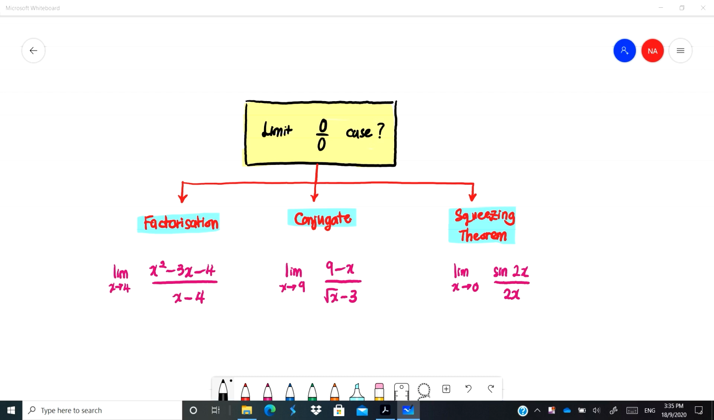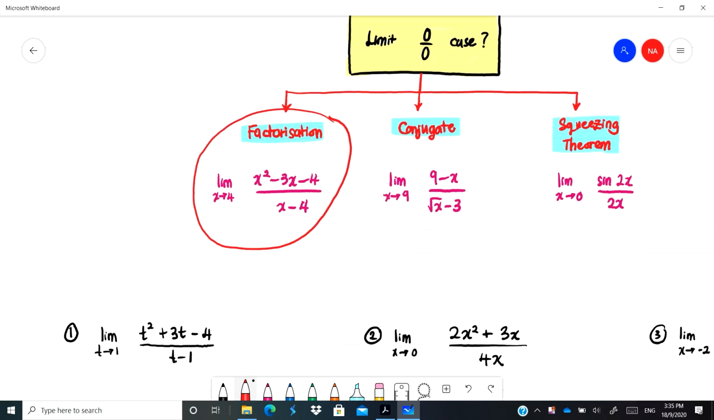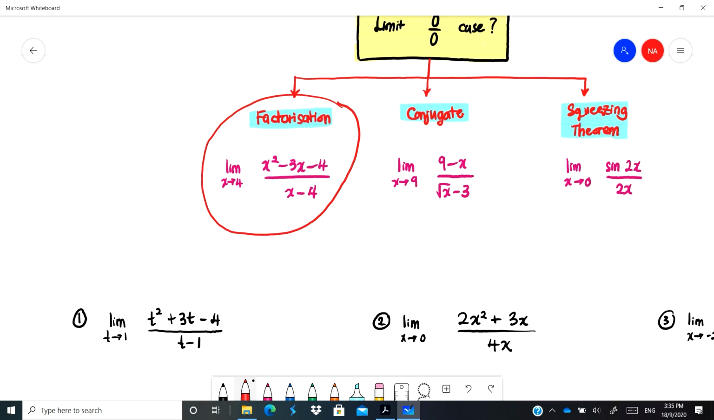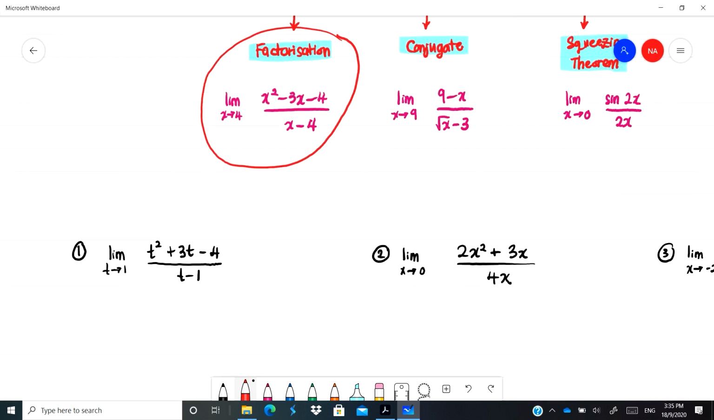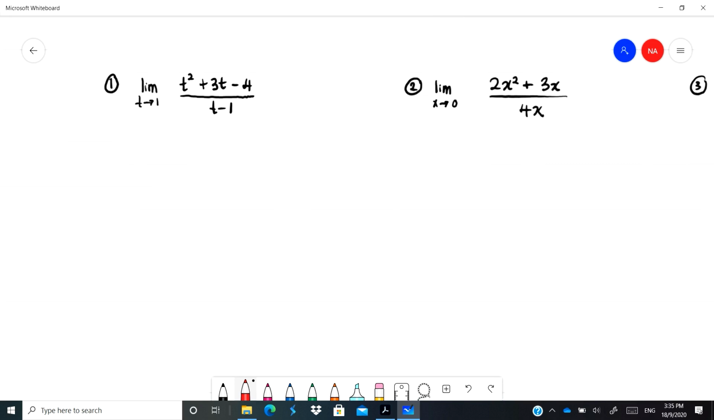As we have seen in the previous video, the 0 over 0 cases of limit can be divided into 3 cases. The first one will be factorization, the second one will be conjugate, and the third one will be using the squeezing theorem. Today we are going to focus on the factorization part, where if you have a 0 over 0 case of the limit, you will have to factorize. Let's see the first example here.